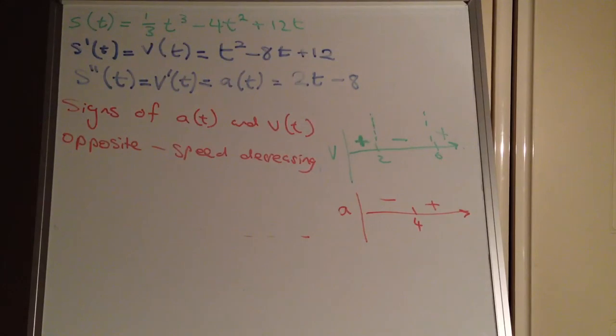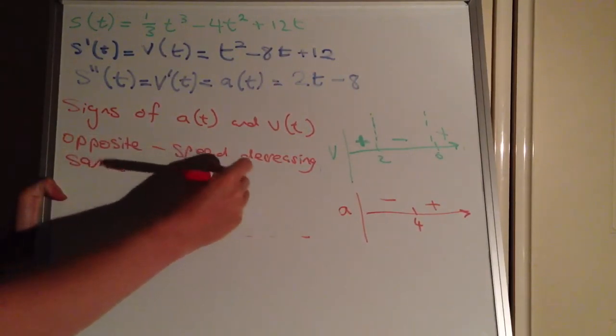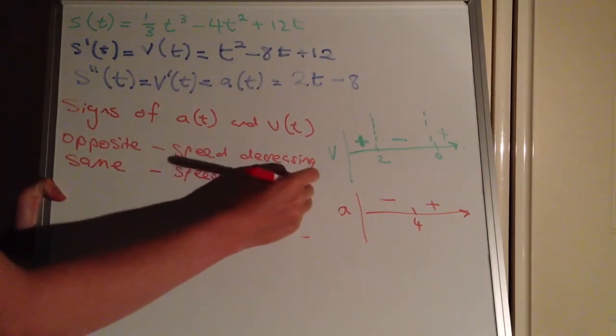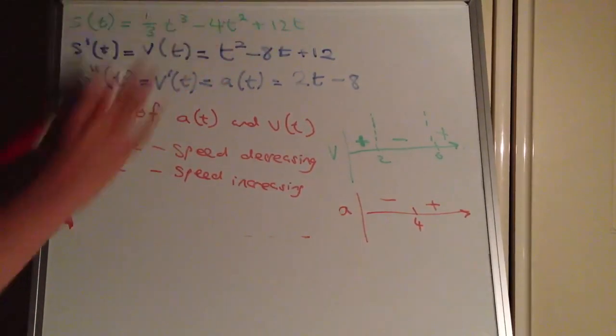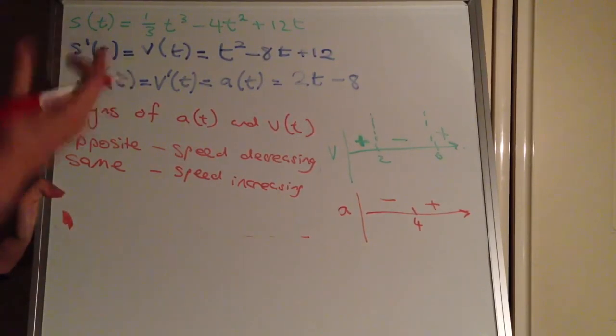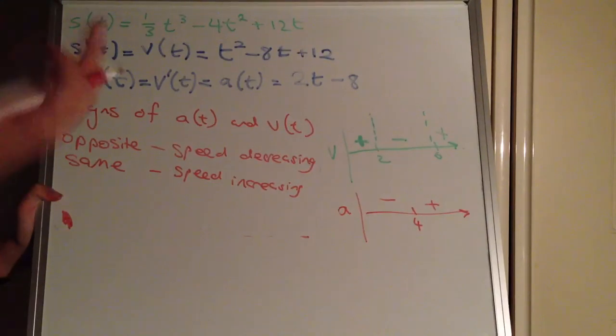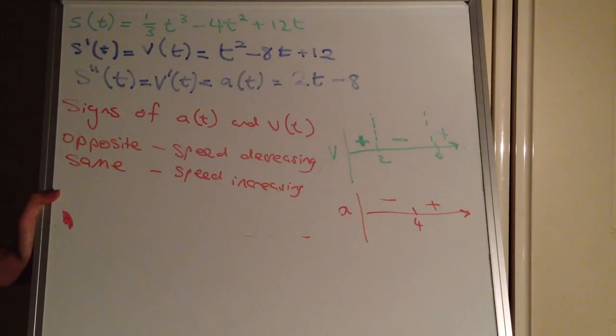And speed is whether you're slowing down or you're speeding up. And now what happens if they're the same? Well, speed is increasing. Let's think about it this way. We're travelling to the right, so we have a positive velocity, and acceleration is positive, so that means that we're getting faster, because if you're going 8 meters per second, and you've got acceleration of 2 meters per second squared, you're getting 2 meters per second faster every second.